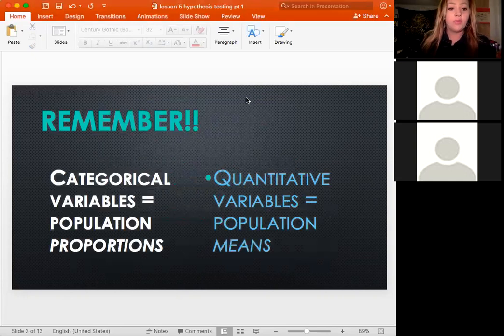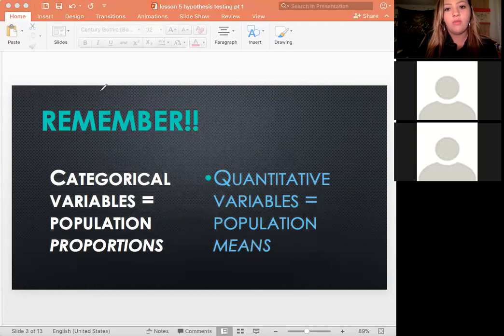Categorical variables are going to go with population proportions, while quantitative variables go with population means. This is something to keep in mind, because if your question is asking you something about proportions, or something about a categorical variable, anything with a label to it, that's going to be a population proportion. For quantitative variables, that's going to be a mean. So if you're talking about anything with a value in it, then you're going to use a mean.